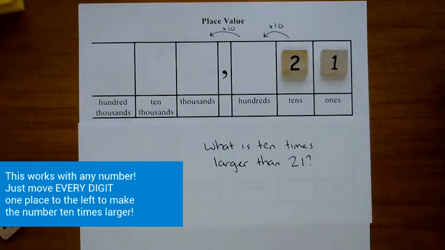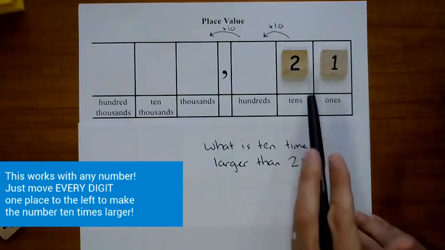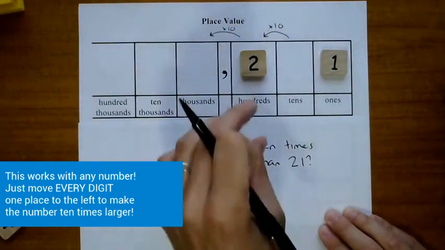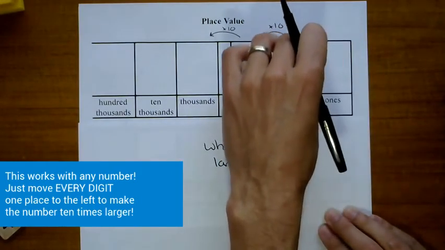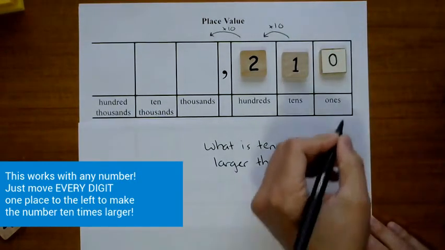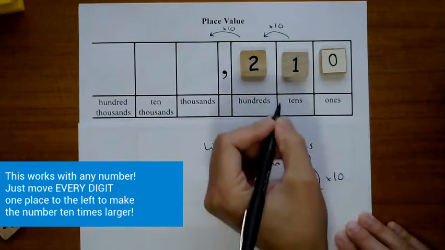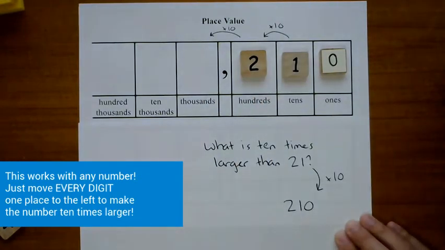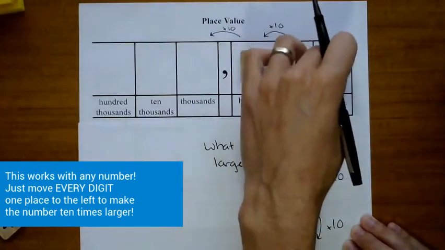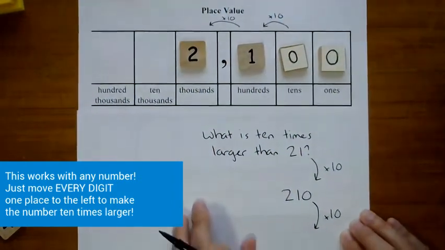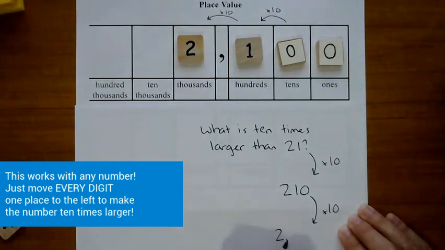This works for multi-digit numbers as well. Now I've got a 2-digit number. What is 10 times larger than 21? Well, move the 2 over one place value and the 1 over a place value. Put a 0 in there to hold the place because there's nothing in the ones place. And 10 times more than 21 is 210, as you can see. What is 10 times greater than 210? Let's move each of these digits over a place. Boom, boom, boom. Bring that in, and it's 2,100.